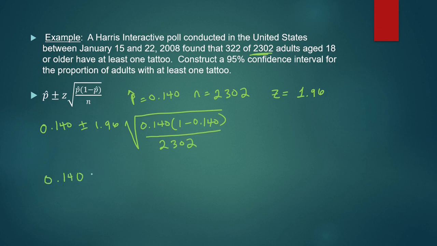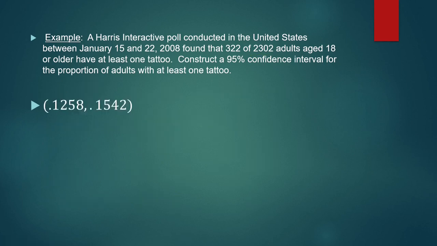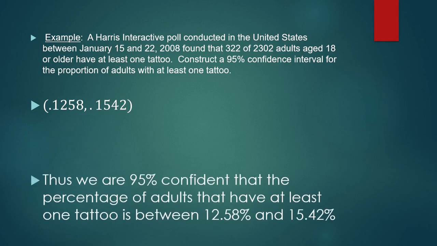We'll simplify the right side of the plus or minus, and that simplifies to 0.0142, and our confidence interval is going to be 0.1258, comma, 0.1542. We can conclude that we are 95% confident that the percentage of adults that have at least one tattoo is between 12.58% and 15.42%.